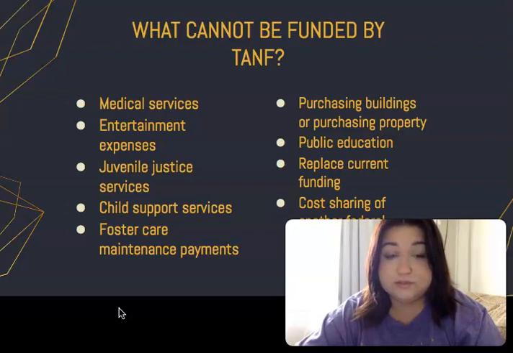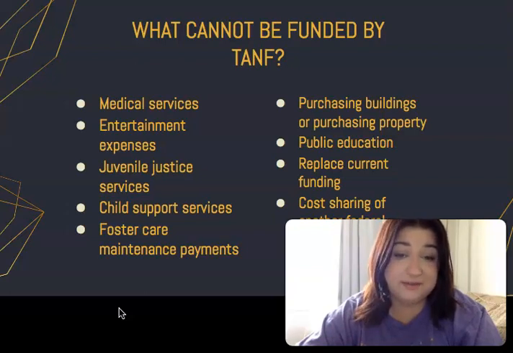The fourth thing is child support services. So you cannot use the benefits you receive to pay your child support. Foster care maintenance payments. Purchasing buildings or purchasing property. So if you wanted to buy a building to open a restaurant or purchase a house, you could not use your temporary assistance to needy families benefit. Public education, replacing current funding, and cost sharing of another federal program unless allowed by federal law.